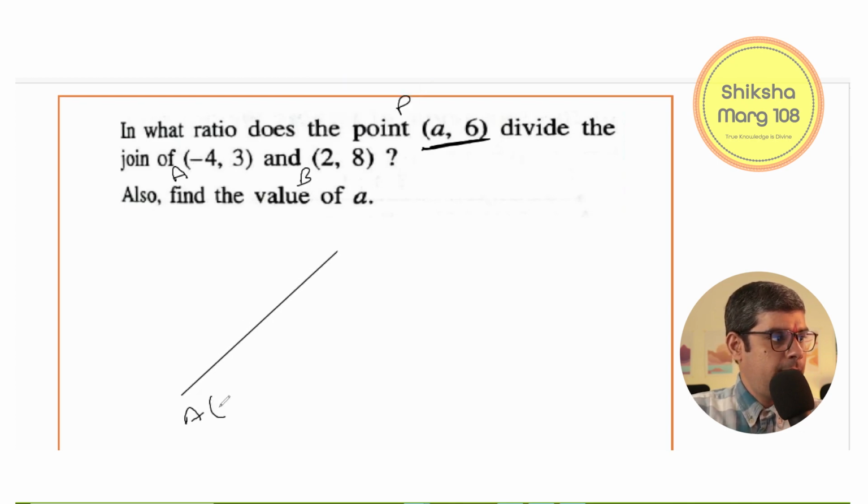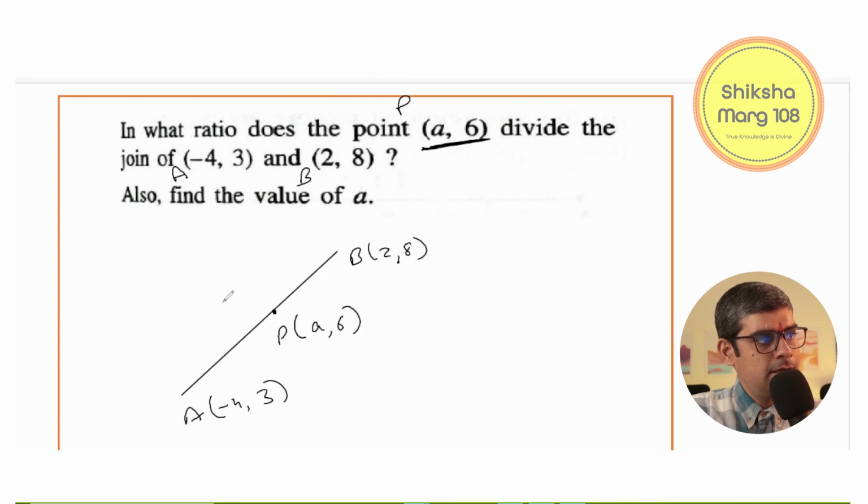That's going to be minus 4, 3. B is 2, 8. And then we got a point P, which is going to be A, 6. All right, the ratio is m is to n. They're asking us what's the value of a and what's the ratio. So we're going to be going again from the known to the unknown, as we always do.